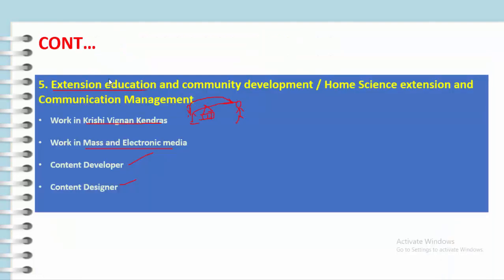Finally, if you have specialized in extension education, you can work in Krishi Vignana Kendras, which are offices where the research knowledge will actually be given to the farmers or farm women. So this Krishi Vignana Kendra helps in disseminating this knowledge to the people. You can work in mass or electronic media. You can become a content developer and designer.